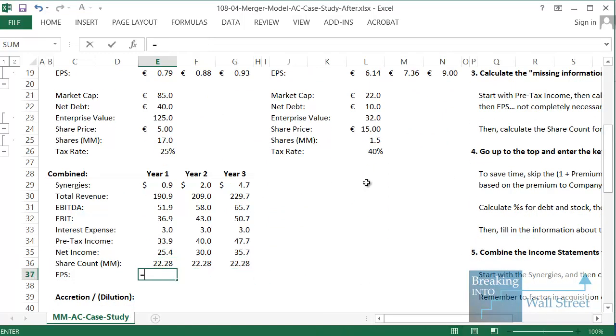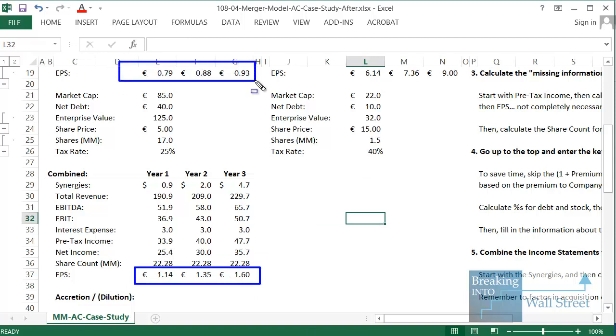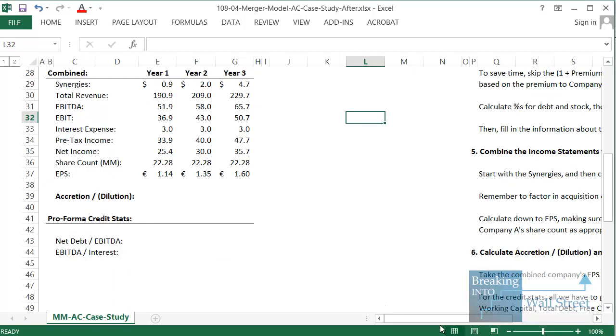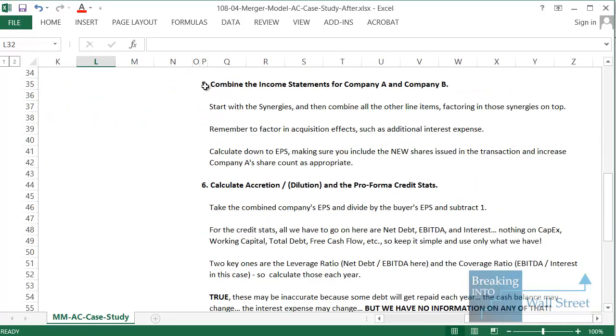You have that. And then for the EPS, let's take our net income, divide by the share count right here. And so we have that. Upon first glance, we can see that clearly it is higher than the buyer's old EPS figure. So this is going to be an accretive deal, at least in question number 1. So we have all that calculated. We are done with step number 5 now.